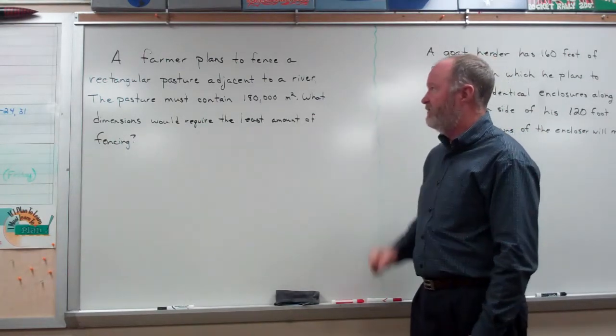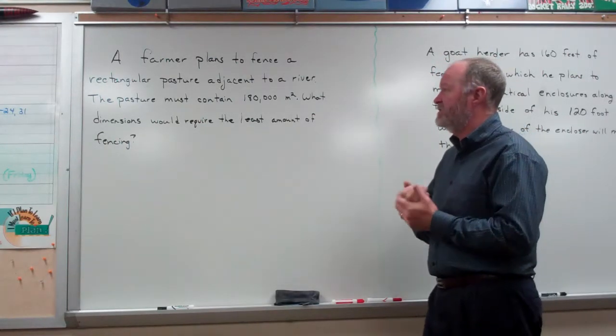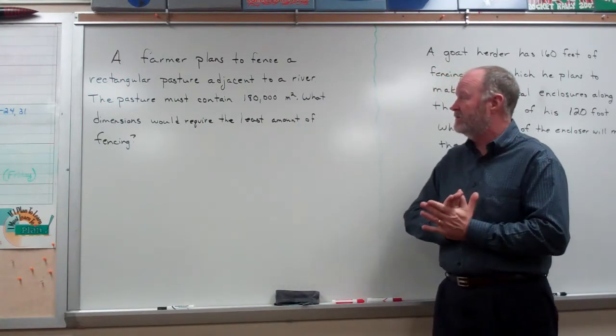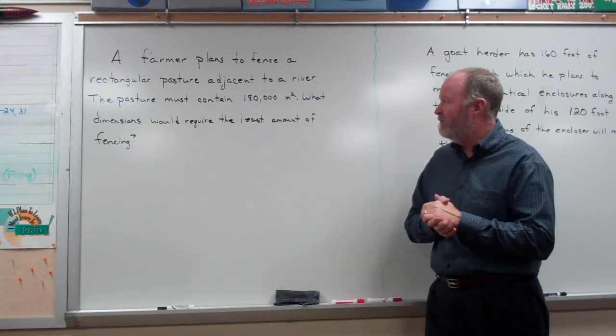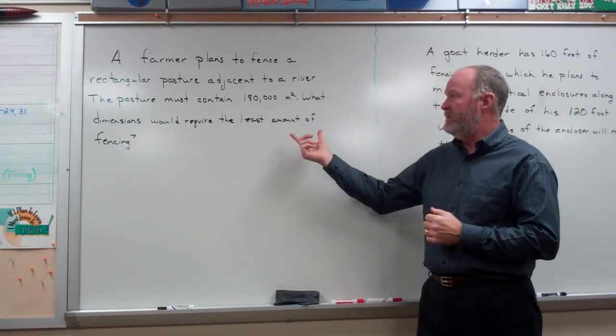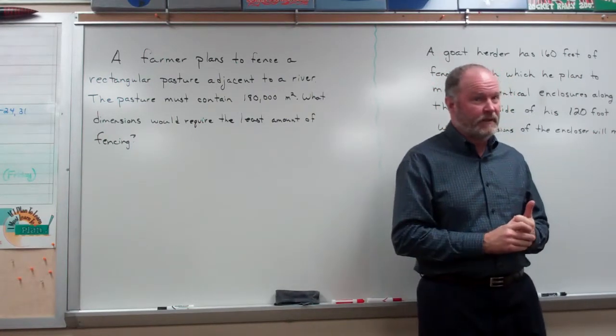This one here first: a farmer plans to fence a rectangular pasture adjacent to a river. The pasture must contain 180,000 square meters, whatever number that is, who cares. What dimensions would require the least amount of fencing?